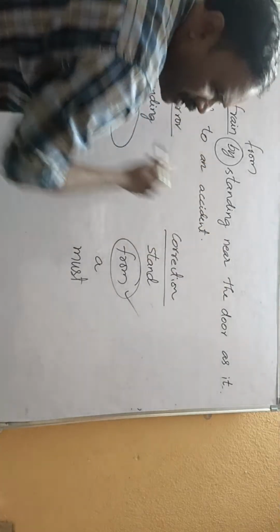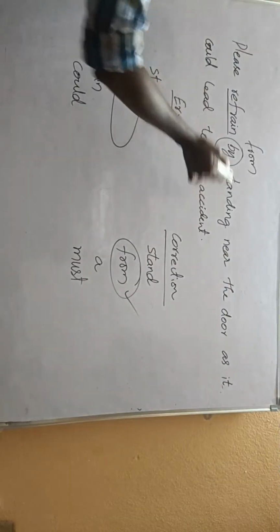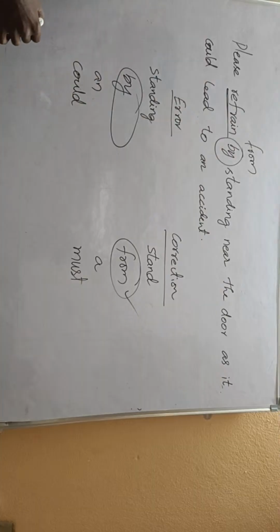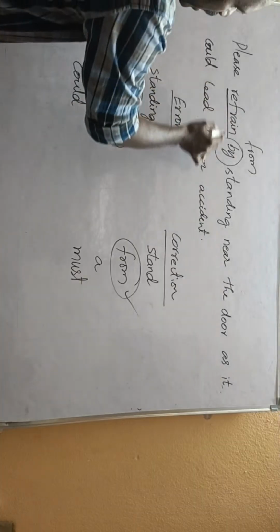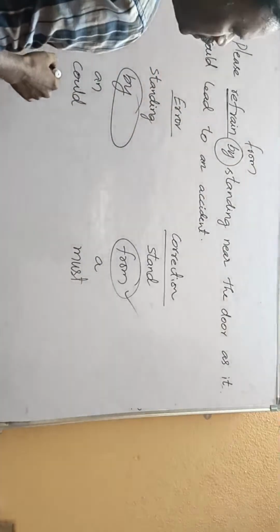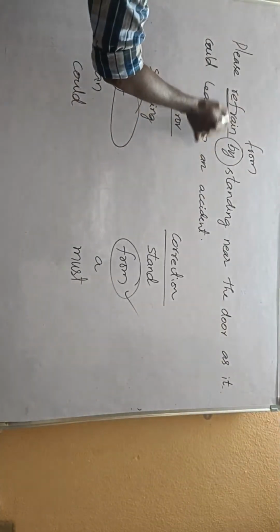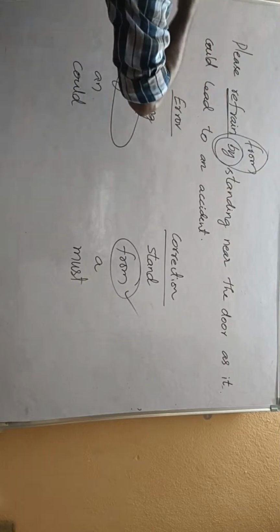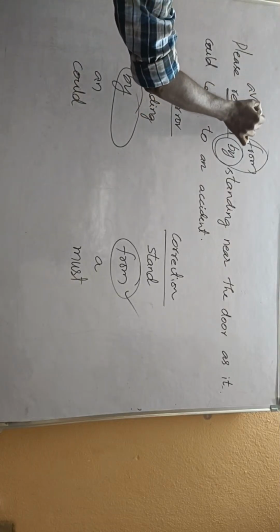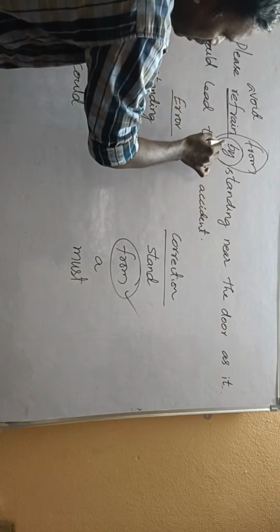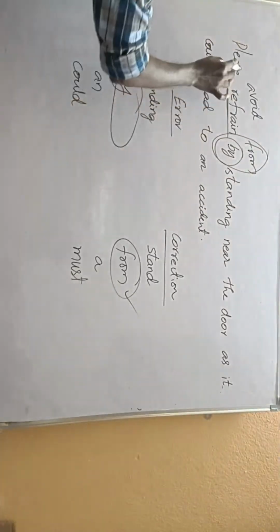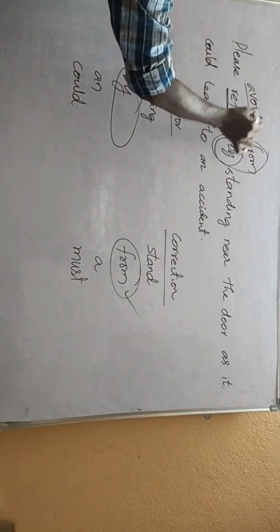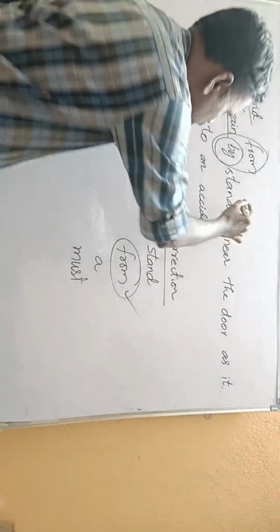Standing near the door in a bus leads to an accident. So we should avoid it. Refrain means avoid. We should avoid standing near the door. If the word avoid is used, then you should not place any from or by. If the sentence is given as please avoid by standing near the door, you write simply please avoid standing. No preposition is required after avoid. Avoid always takes a gerund.